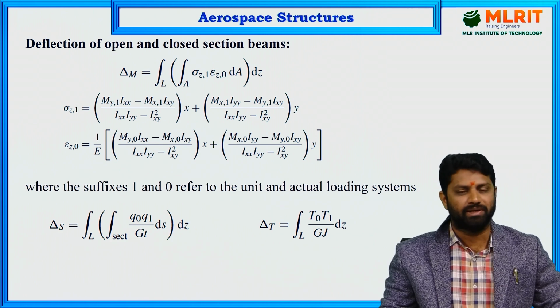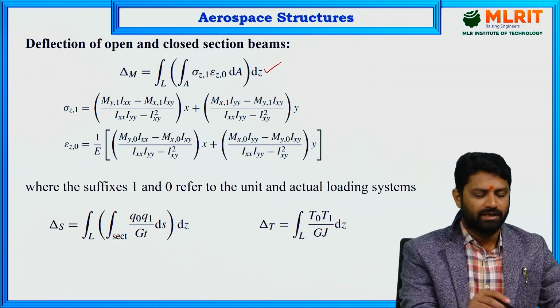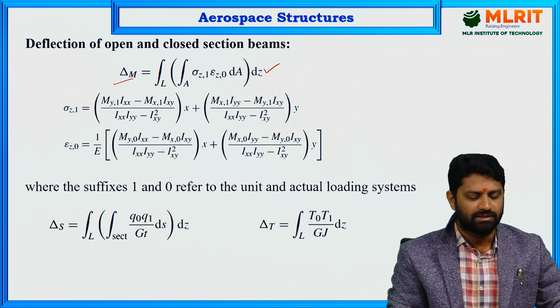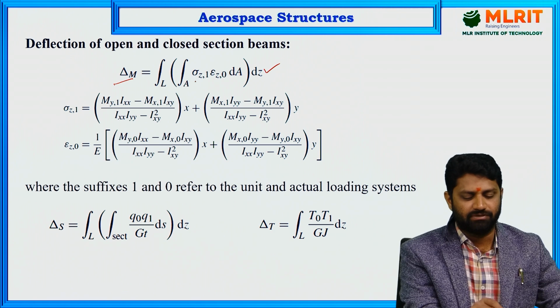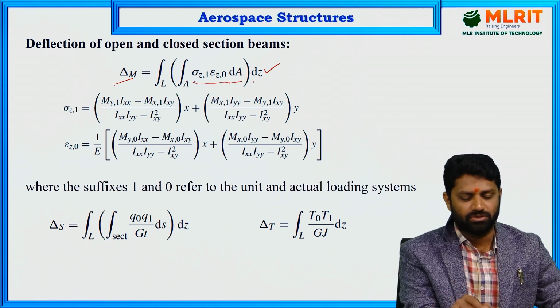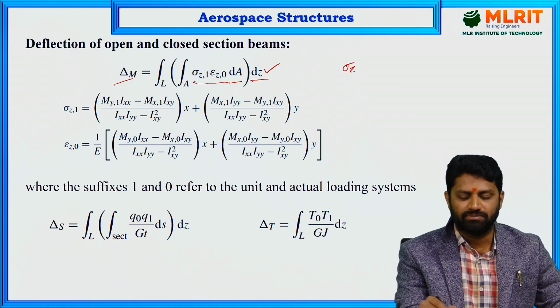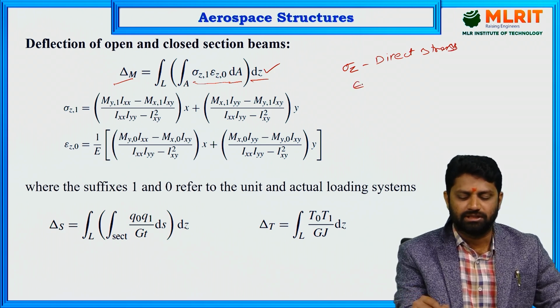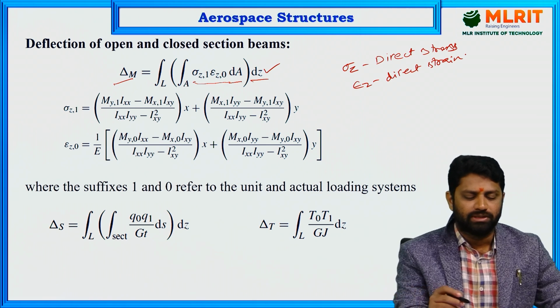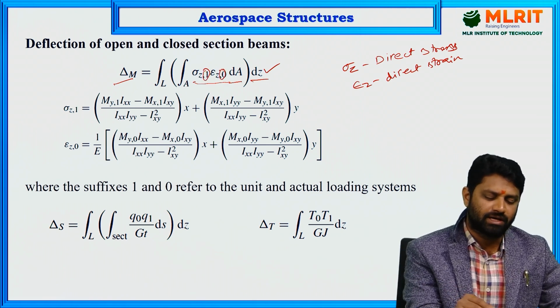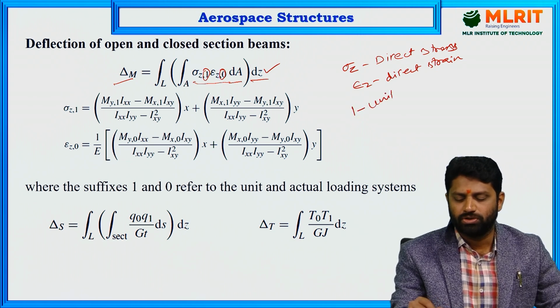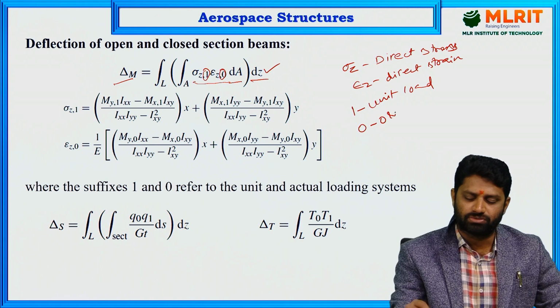The deflection of open and closed section beams is given by delta m equals the integral over L of the integral over A of sigma z1 into epsilon z0 into dA into dz. Now, what are this sigma z1 and epsilon z0? Sigma z is the direct stress distribution in any open or closed section beam, and epsilon z is the direct strain. Now here you are seeing the suffixes 1 and 0. The suffix 1 refers to the unit load, and suffix 0 refers to the original load.